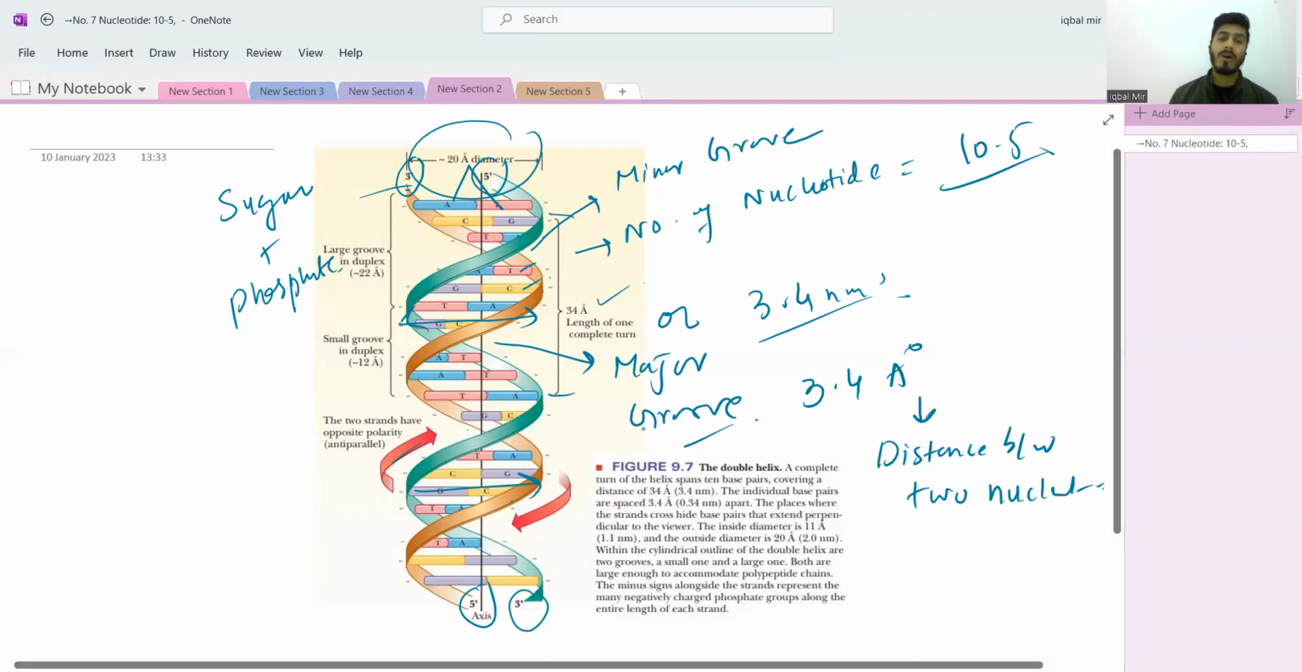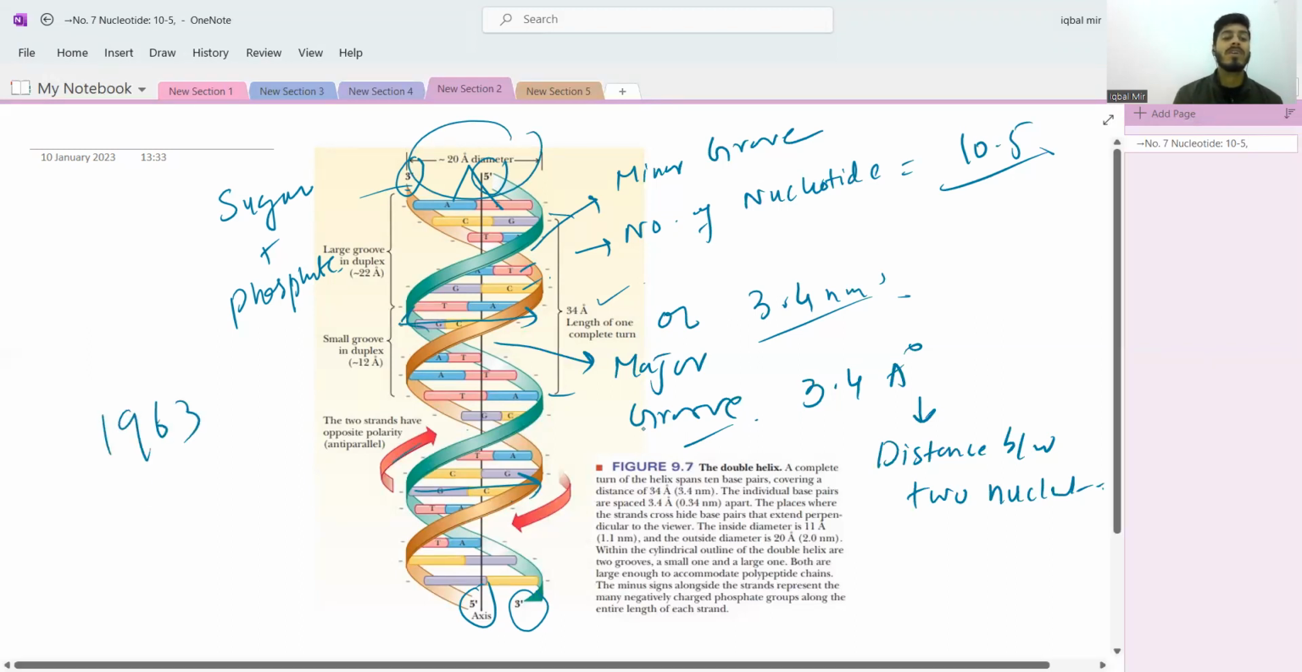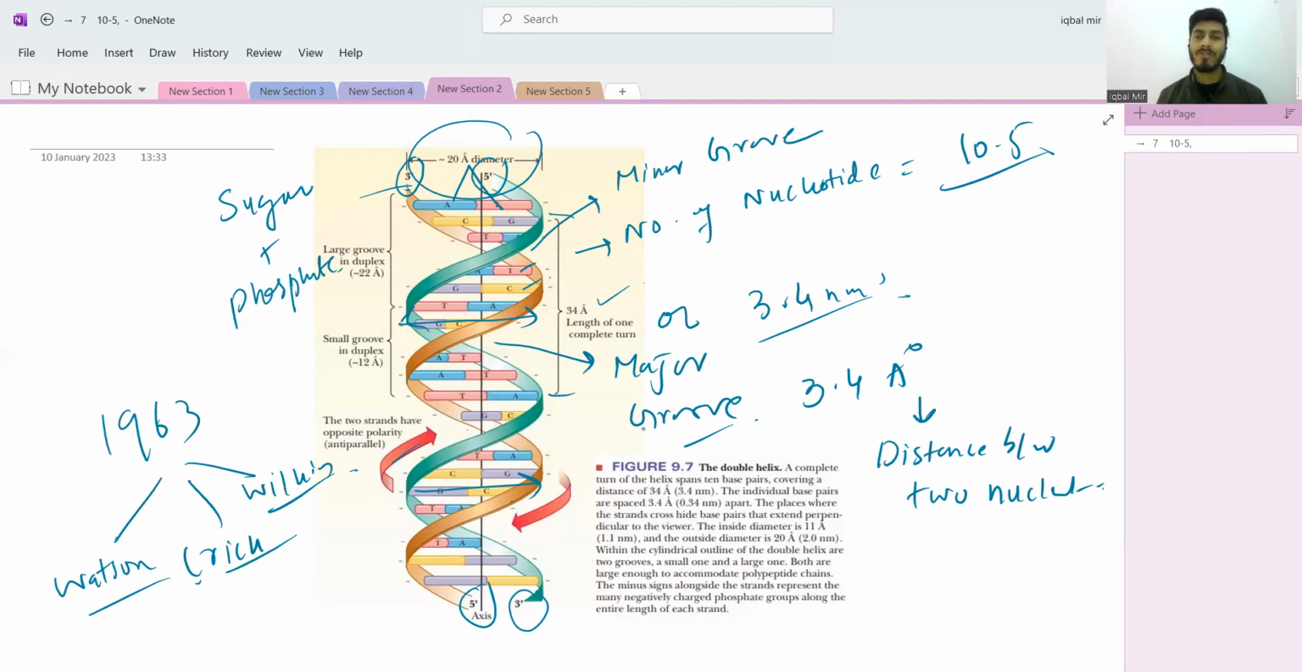So these were postulations by Watson and Crick. For their work, Watson and Crick received the Nobel Prize in the year 1963, and they shared the Nobel Prize with Wilkins. Unfortunately, Rosalind Franklin died of cervical cancer. So students, this is all about DNA structure. Any question, any doubt?